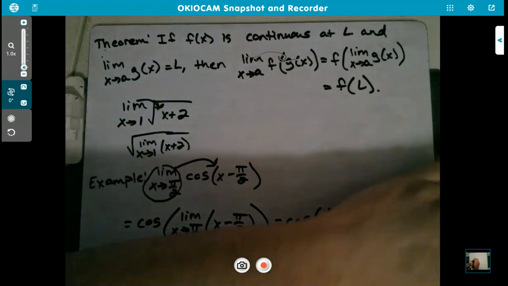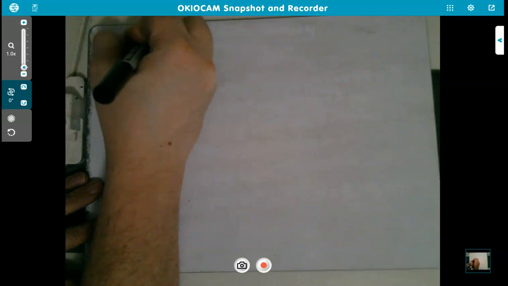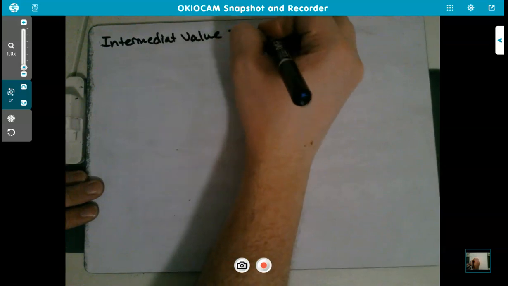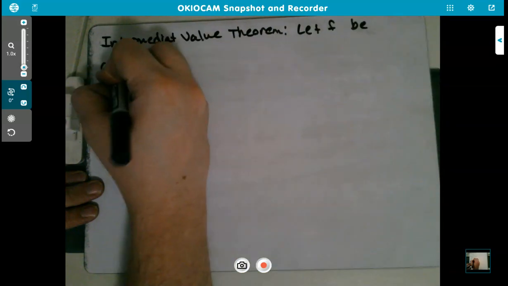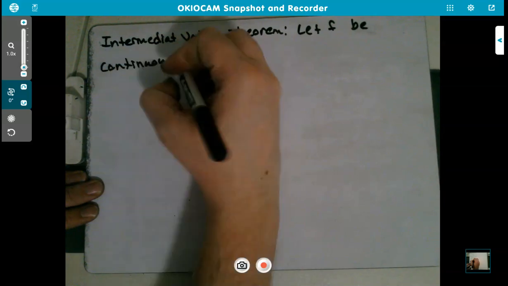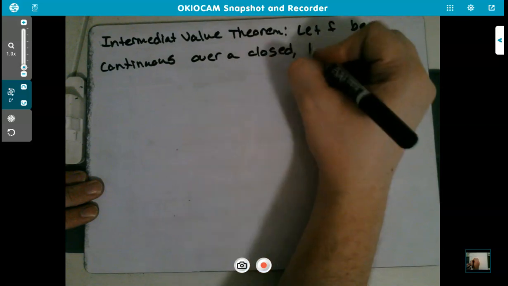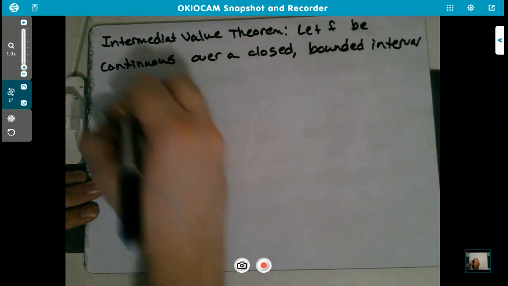So there's one more topic we need to cover in this section, and that is the Intermediate Value Theorem, which is extremely cool. Let f be continuous over a closed bounded interval, which we'll just call a to b.